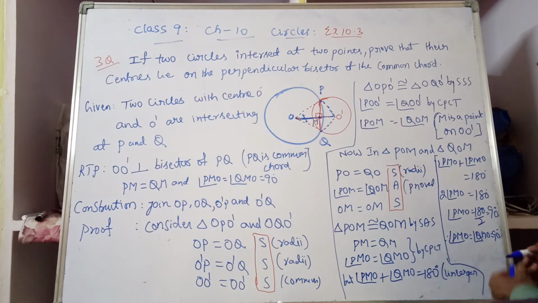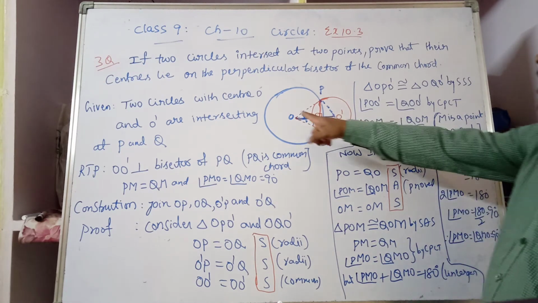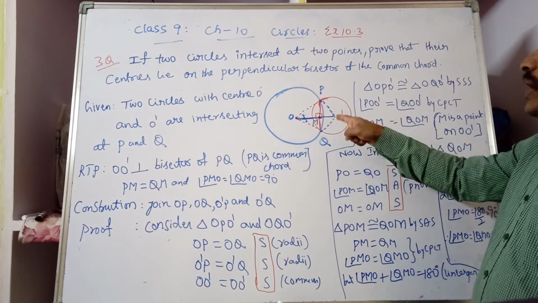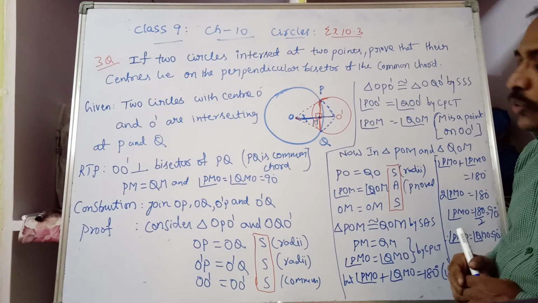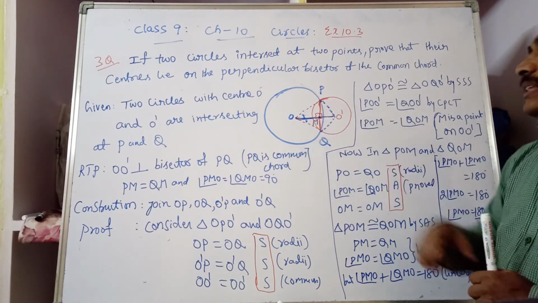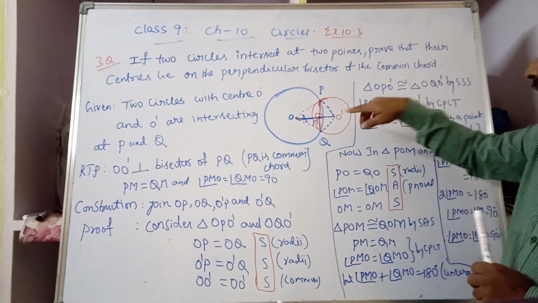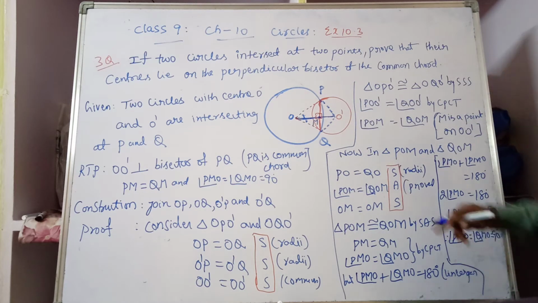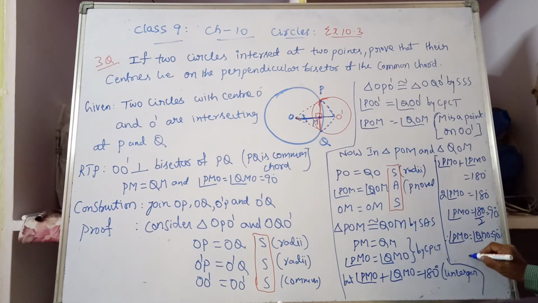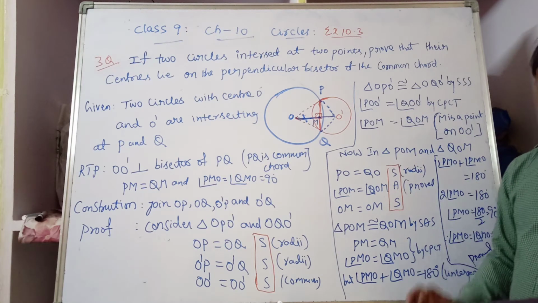We got 90 degrees, and we also got PM is equal to QM. Therefore, the line OO dash is the perpendicular bisector of PQ. They both are lying on the same line. Centers lie on the perpendicular bisector of the common chord. We proved. That statement you have to write. Is it clear, students? I hope you understood.